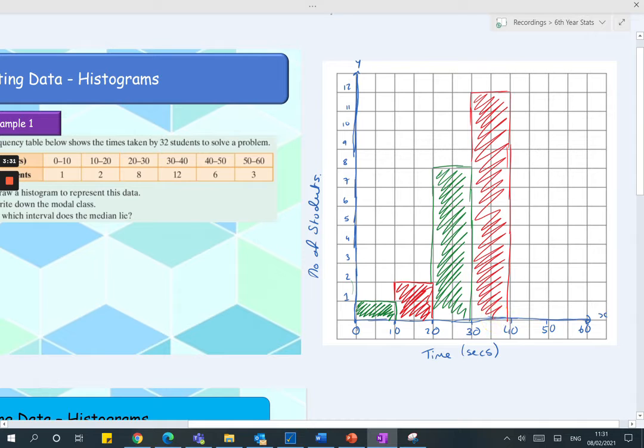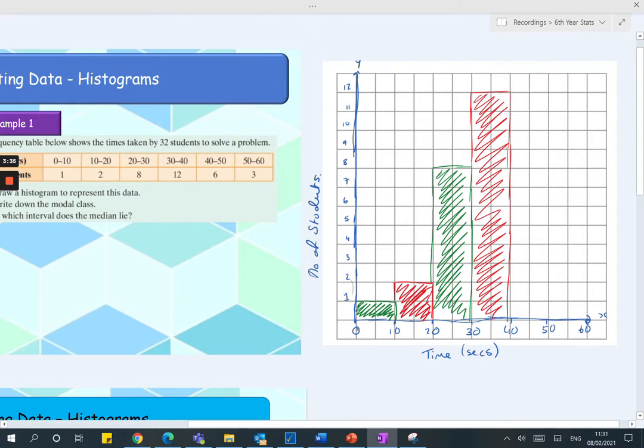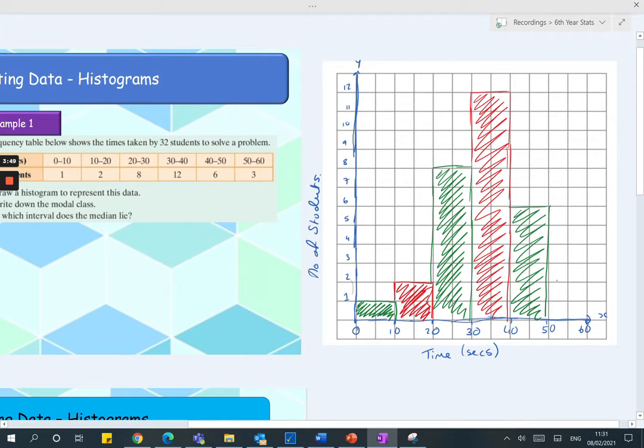Okay, between 40 and 50, we're back down to 6 students. So we're going to go to 6, go across, go down, and shade it in. And between 50 and 60, guys, we're only going to have 3 students. The last bar I'm going to draw here is only going to have 3 students. Just like this. And now I have my histogram with no gaps, equal width bars, and labelled axes.